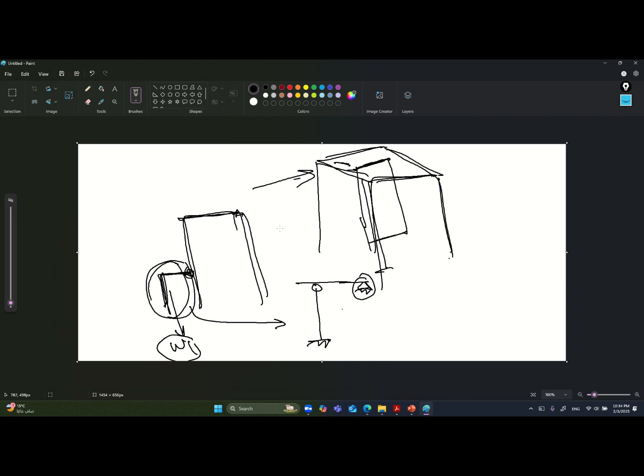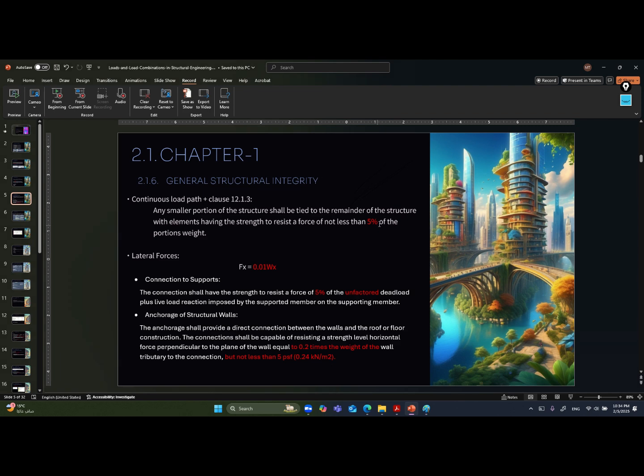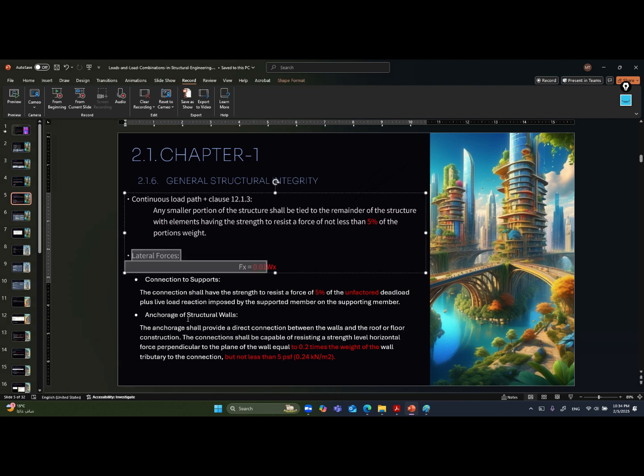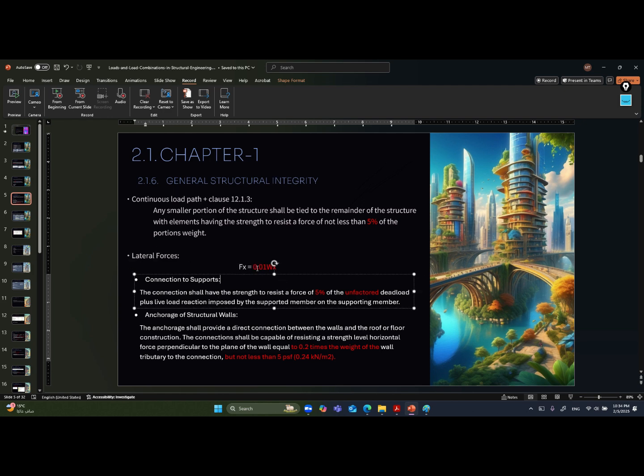You need to design this connection. So you must consider at least 5% of the portion of the weight. So you must consider this 5%. Also, he talks about the lateral forces. If you have a building and it doesn't have any lateral force acting on it, like seismic or wind or whatever, then at least 1% of the dead load must be considered.